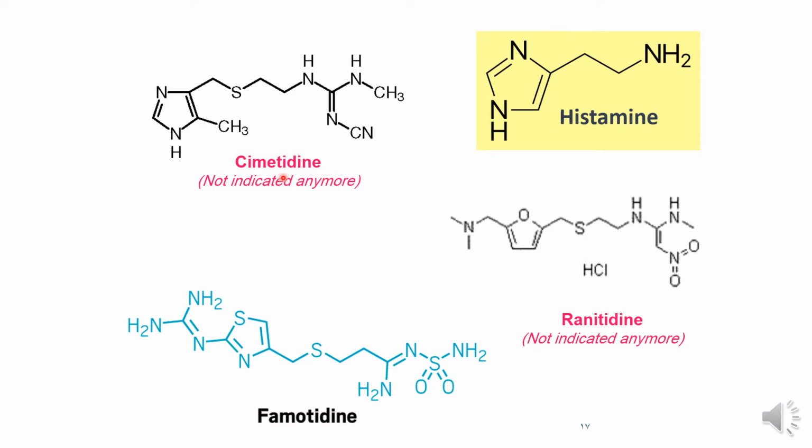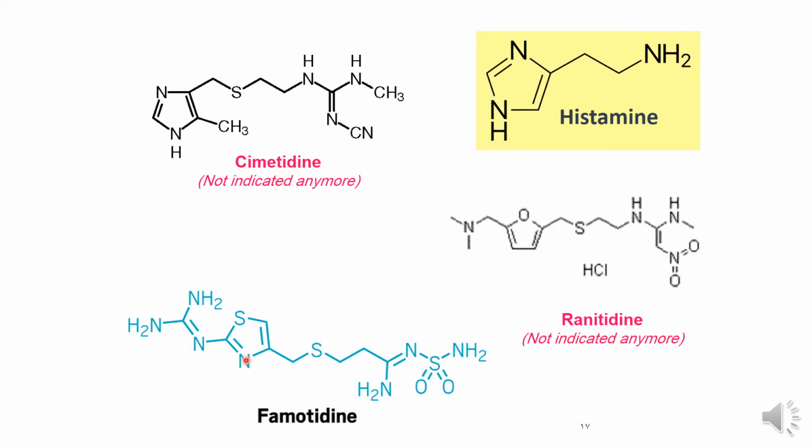Cimetidine, which is not indicated anymore due to its side effects, also contains the imidazole and a side chain, but this side chain is longer and differs from the side chain of histamine, though it contains the same imidazole ring. Ranitidine: the imidazole ring is replaced by the furan ring. Also, ranitidine is not indicated anymore due to the presence of the impurity NDMA, which is carcinogenic.